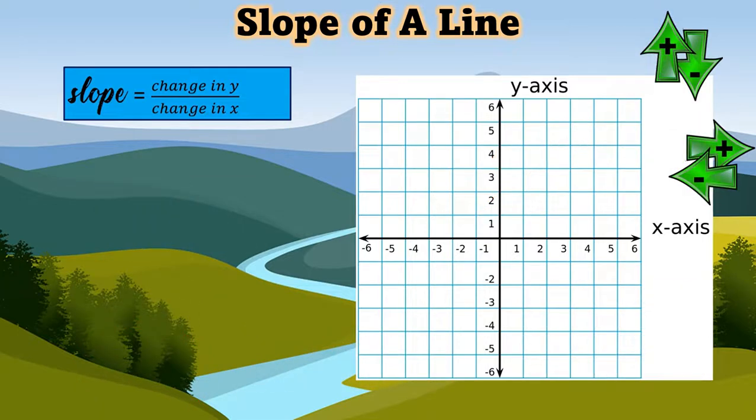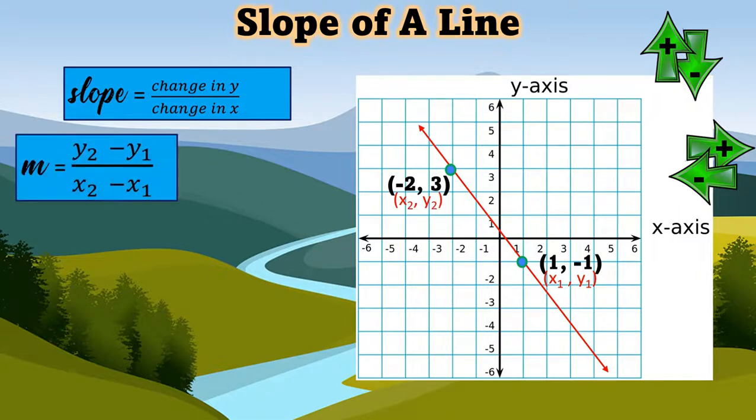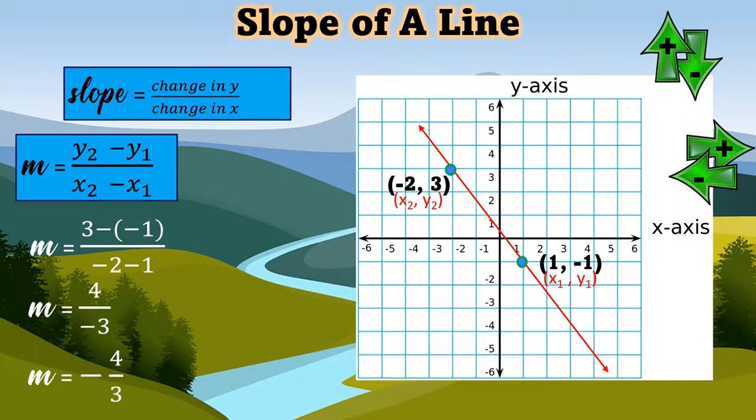What if the line leans to the left? Again, we name 2 points on the line. The first point has the coordinates -2, 3. The second point has the coordinates 1, -1. By substituting the values in our formula, we have m equals 3 minus -1 over 2 minus 1. And so m equals 4 over -3. And so m in standard form is negative of 4 over 3.